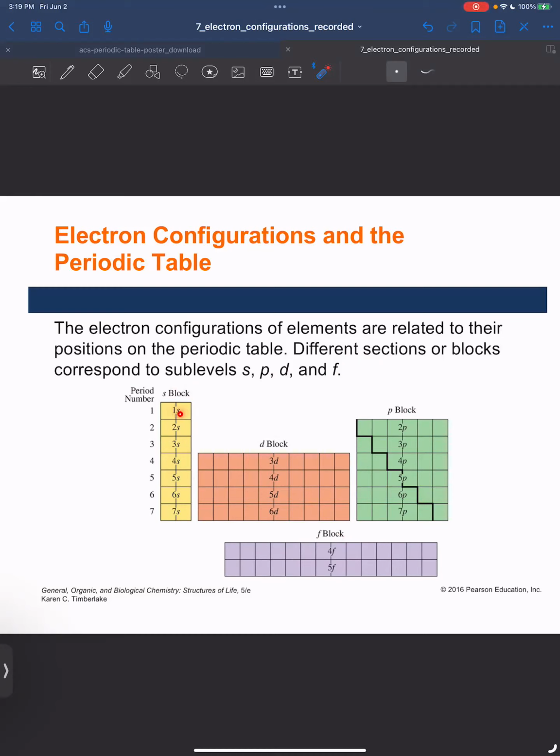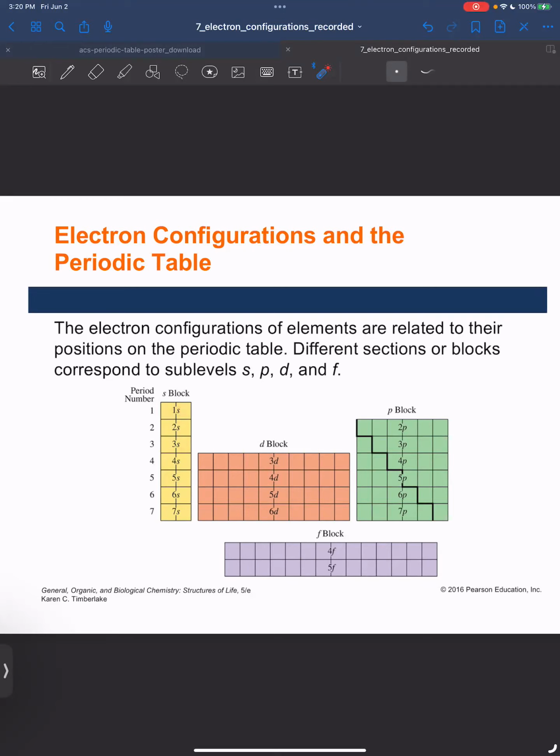So 1s2, 2s2, 2p6, 3s2, 3p6, 4s2, 3d10, 4p6, 5s2, and we won't go any more than that. But basically, this gives you the order of the electrons, looking at the periodic table.